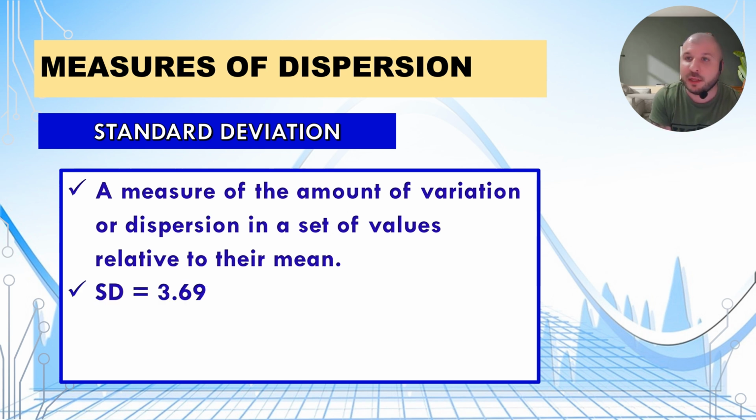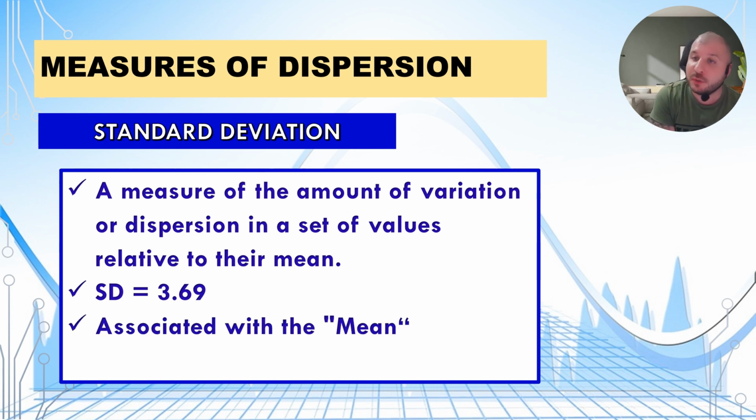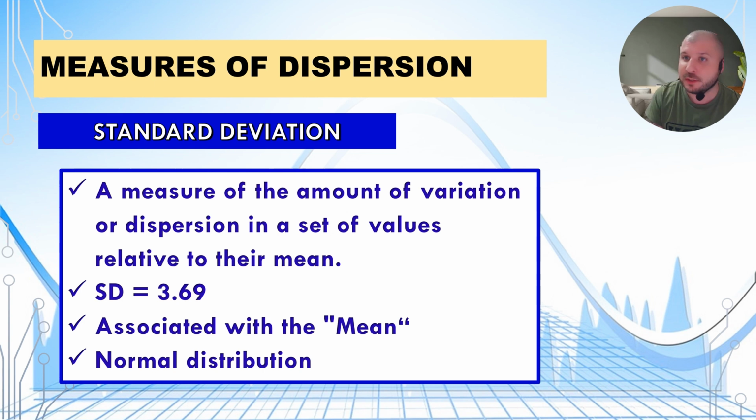And that's really important. So the standard deviation, that's how you would report it, and it is associated with the mean. So whenever we are using the mean, you include the standard deviation in order to show how distributed, how variable the data are. And the standard deviation is preferred when, obviously, the data follow a normal distribution.